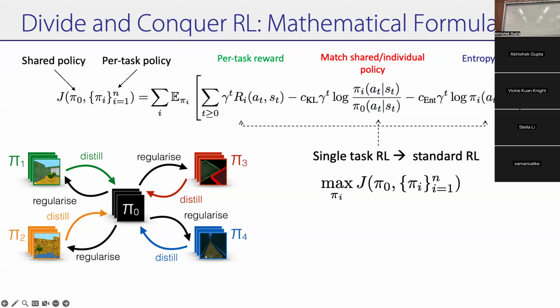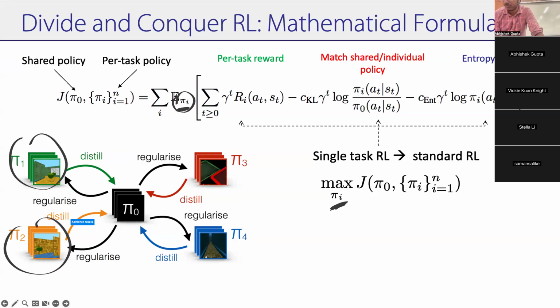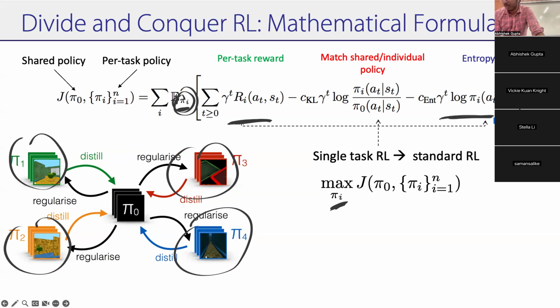Okay, so if you optimize the RL objective, so you optimize with respect to pi i, you can see that each of these terms depends on pi i. Remember the expectations are under pi i, because you're trying to do single task RL. So you're collecting data under each of your specialists. The first term is just maximizing reward. The last term is just maximizing entropy. And this term is a loss that encourages your RL not to diverge too much from a shared generalist.